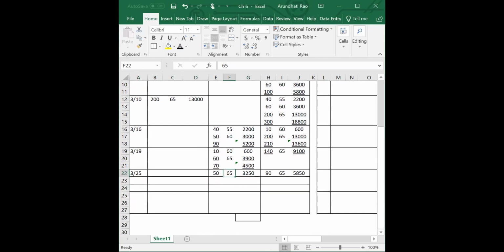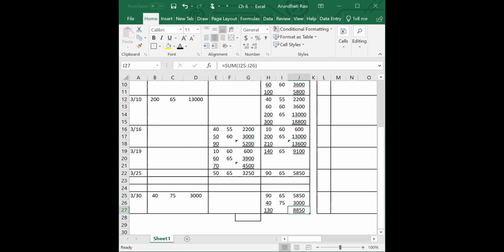Then the next transaction is on the 30th. On the 30th, I made a purchase. I purchased 40 units for which I paid $75 a piece. So 40 times 75 is 3,000 is what I paid. What do I have on hand? I have 90 and 40, a total of 130 units. 5,850 and 3,000. When you put those together, this is the amount that we have.